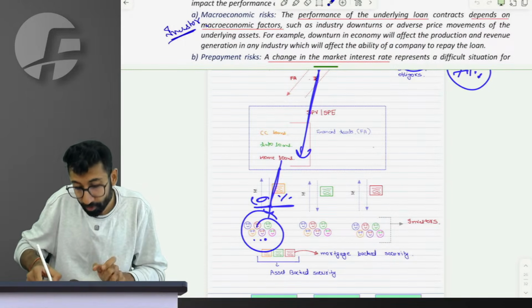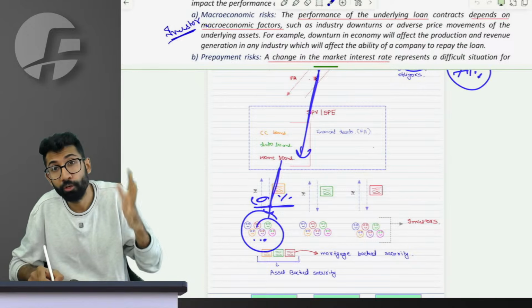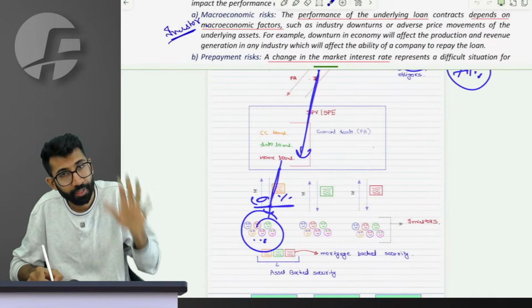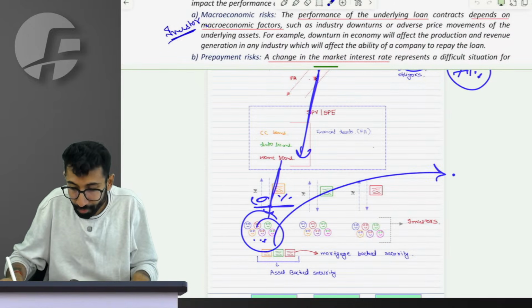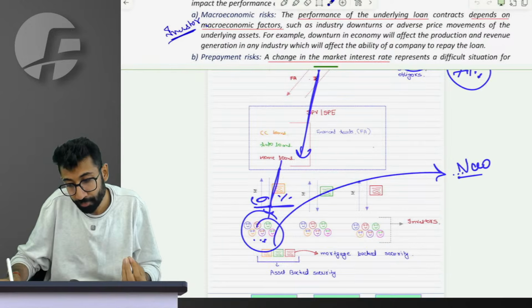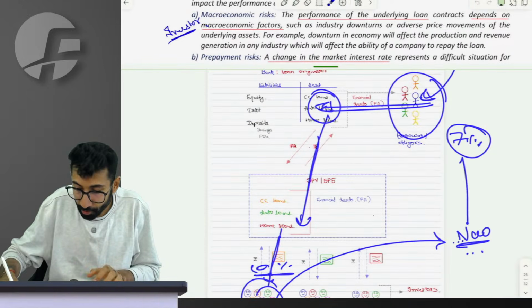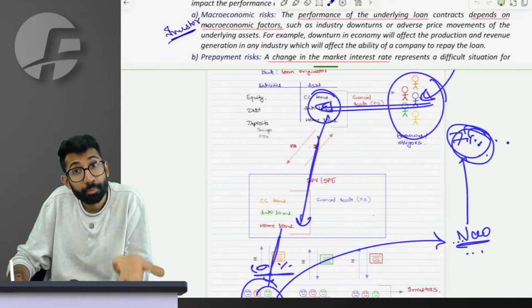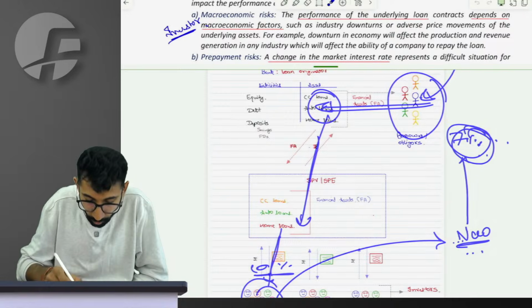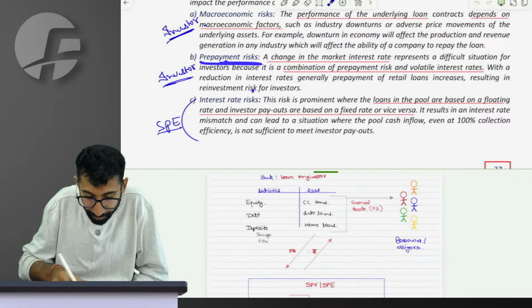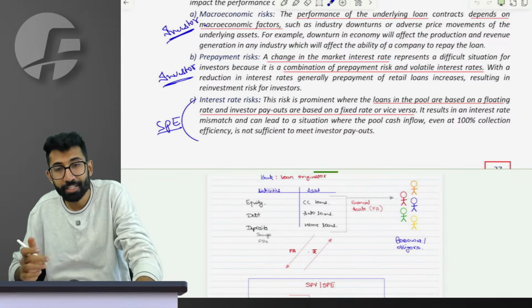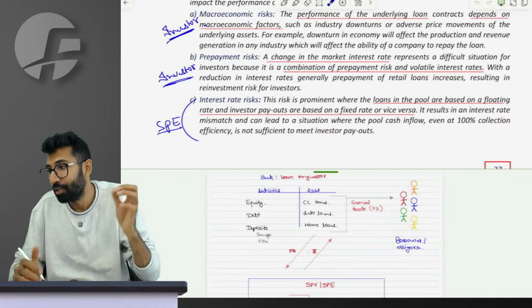So ultimately, the investor who was earning 10% will now not be able to earn 10 because the loan has been repaid. So the investor will go to the market to make a new investment, and the new investment will happen at a newer rate, which in the economy is 7%. You have to understand this. That is what the prepayment risk explained here. So I'm trying to simplify this entire thing as much as possible so that you don't have to mug it up.